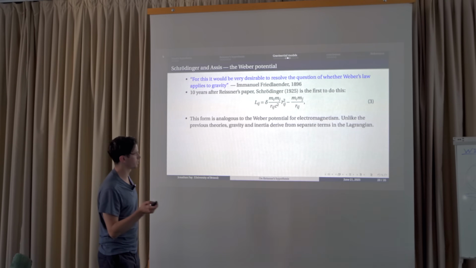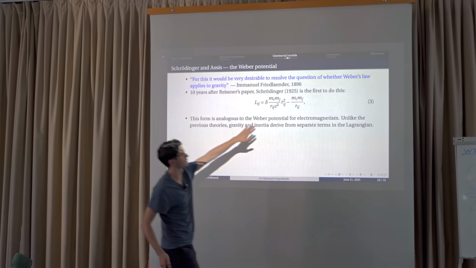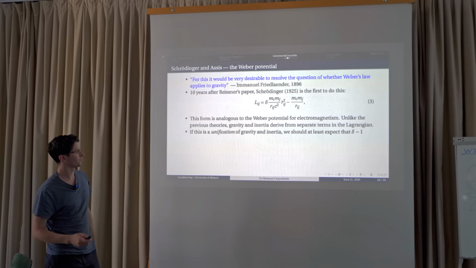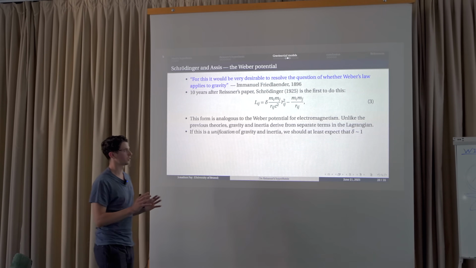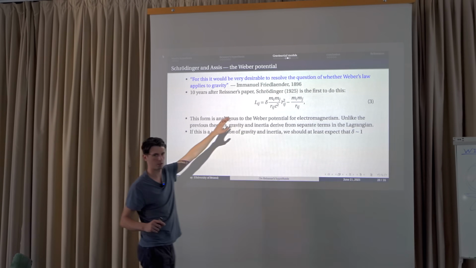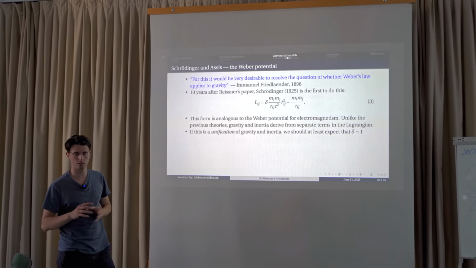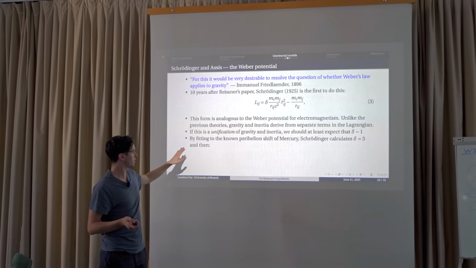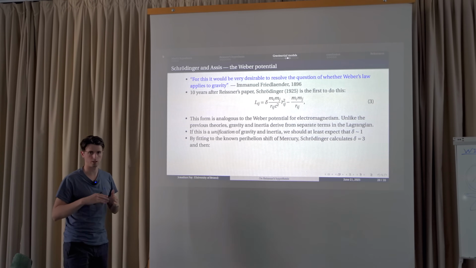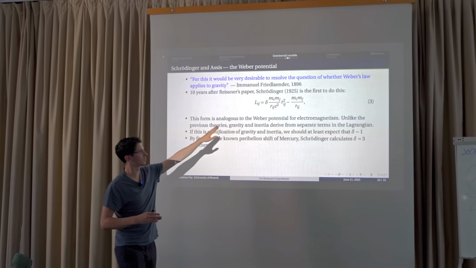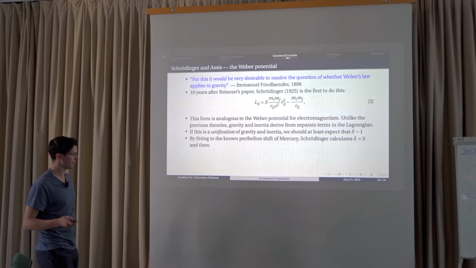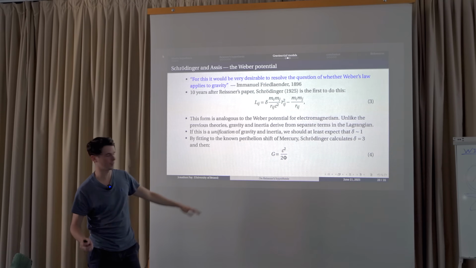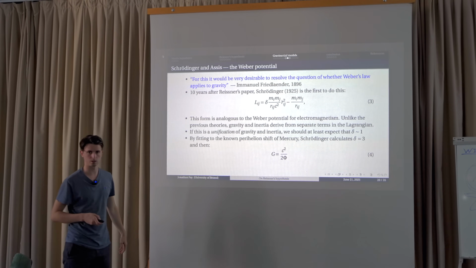So unlike the previous theories, they derive from separate terms in the Lagrangian. Again, this one is the gravitational potential, the Newton potential, and this is the inertial potential. This is only a unification if we should at least expect that the proportion between the two is fixed and should be on the order of unity by analogy with Weber's theory of electromagnetism. And by fitting to the known perihelion shift, so this is an empirical fit, not an a priori result, Schrödinger does calculate the proportion as being the number 3. And then he's able to calculate the strength of the gravitational constant, which he gets as G equals c squared over 2 phi, where phi is the sum of all of the masses divided by the distance.